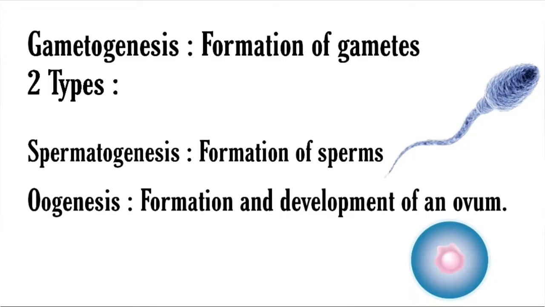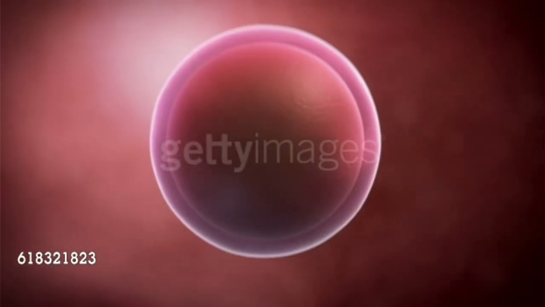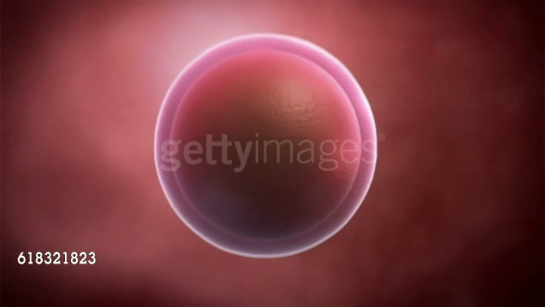So the first process is gametogenesis. It is a process in which the cell undergoes meiosis to form gametes. In males, the male gamete is sperm, hence we'll call it spermatogenesis, and in females it is the ovum, so we will call it oogenesis.